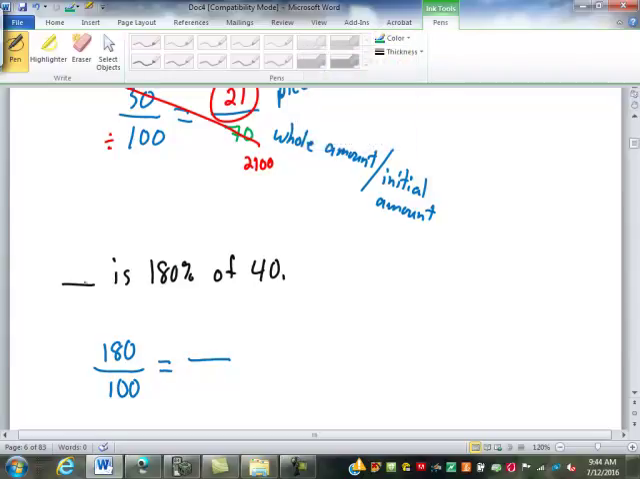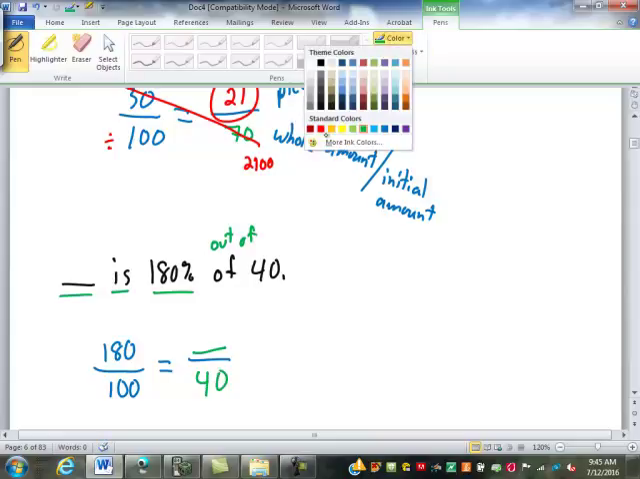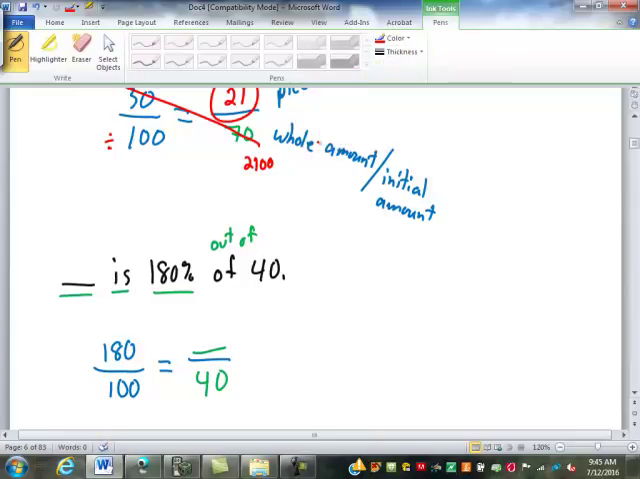When you're looking at this, the wording in many cases helps you figure out where stuff goes. Blank is 180%. The blank matches up with the 180. And again, of 40 can be thought of as out of 40. So the 40 once again goes on bottom. From there, 180 times 40 is 7,200. Divided by 100 is 72. So 72 is 180% of 40.